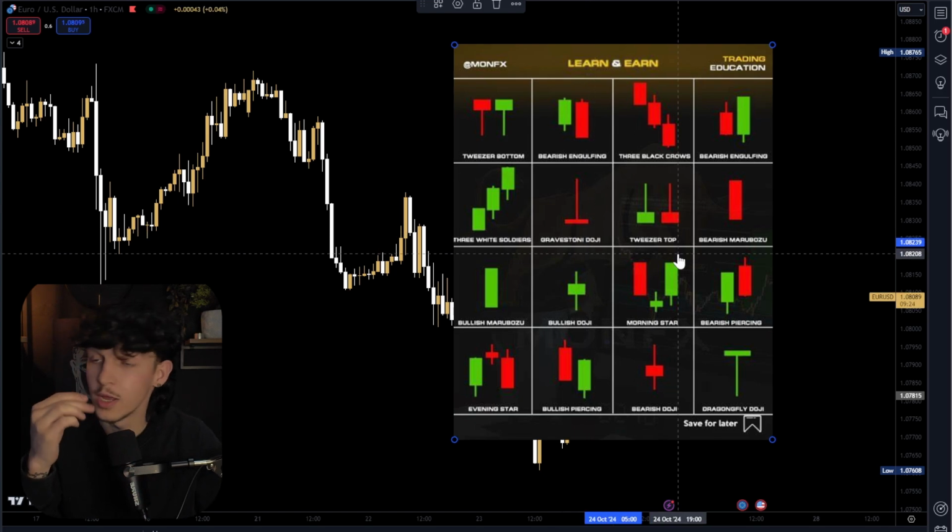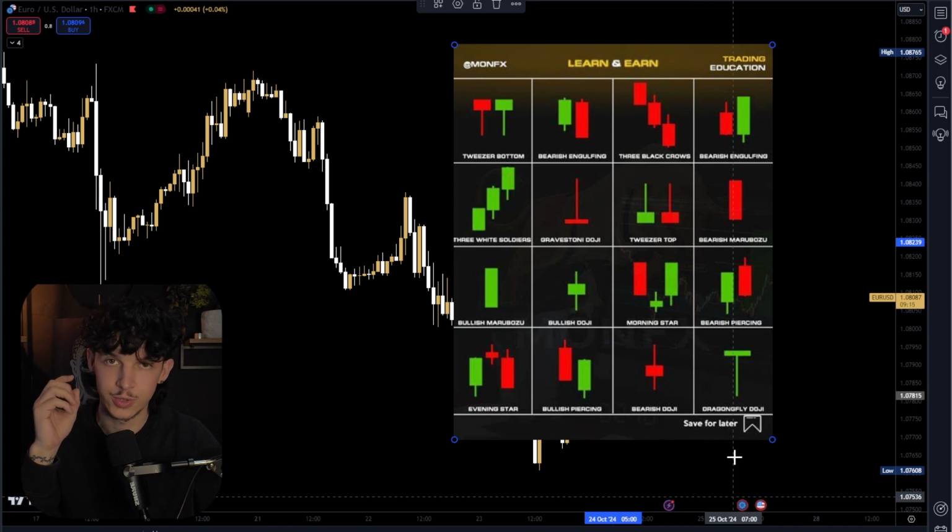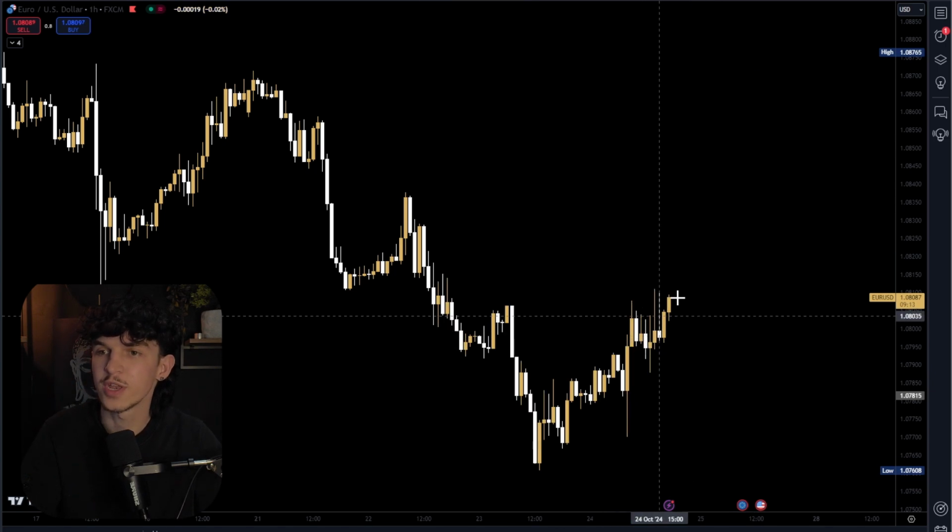So we're going to be looking at this cheat sheet. I want you guys to revise this a lot. We're not going to go through every single one of them because we don't need to. It's not necessary. However, it is very important to understand what a candlestick is. Okay, so I'm just going to get rid of this for now.